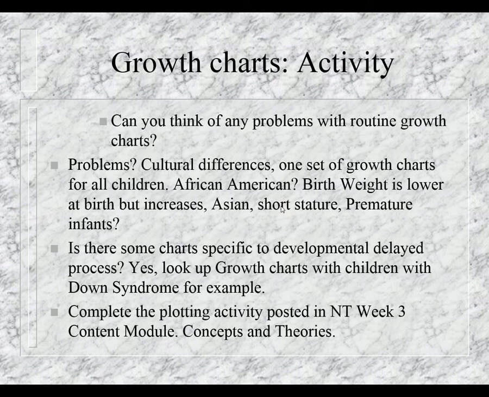All right, growth charts, activity. It says, can you think of any problems with routine growth charts? Well, the problem is that there are different cultural variations, cultural differences, but one set of growth charts for all children. African Americans, for example, have lower birth weights a lot of times, so you cannot just go by that. Asians overall have a shorter stature, so they're going to look like they're falling off the growth chart. Premature infants as well may not fit into the perfect realm of what we consider our growth charts.